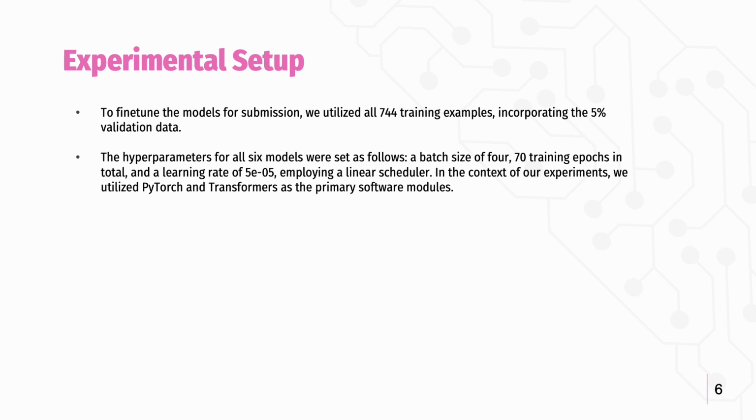For hyperparameters, we set a batch size of 4. We trained the models for 70 epochs. We employed a linear scheduler for the learning rate. For that, we use PyTorch and Hugging Face transformers.